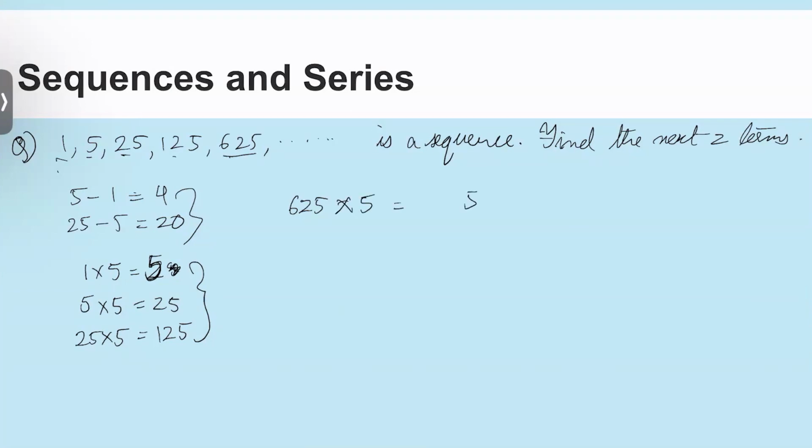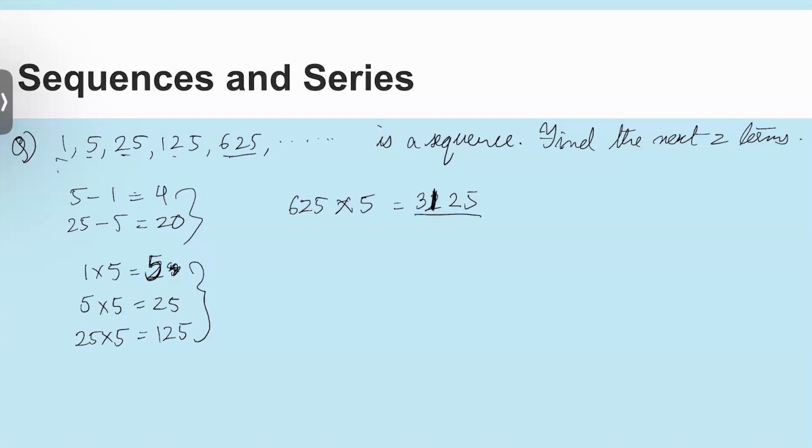So you get 3125. Sorry, this will be 3125. Yes. So you can see that the way we get the term is that we multiply. We have already seen that by multiplying the terms by 5, you will get the next term. Now we have been asked to find the next two terms.